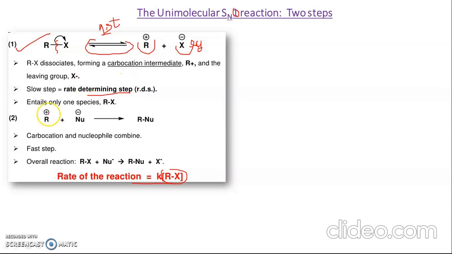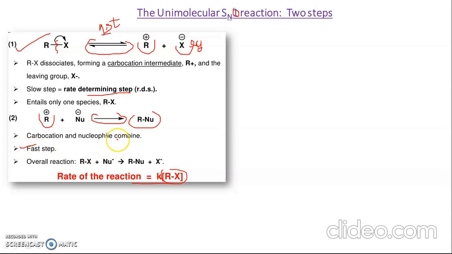And the second step, now again there is the carbocation. Now the nucleophile comes into the picture. It is attacking R plus and it is forming the product RNu. So here the carbocation and the nucleophile both are combining with each other. Here the sign is a single arrow, so there is no equilibrium. So this is irreversible.